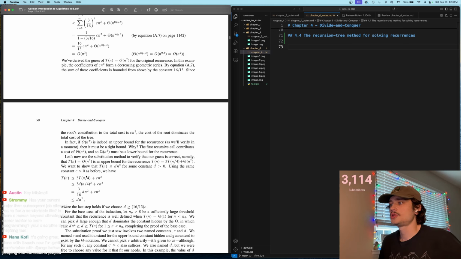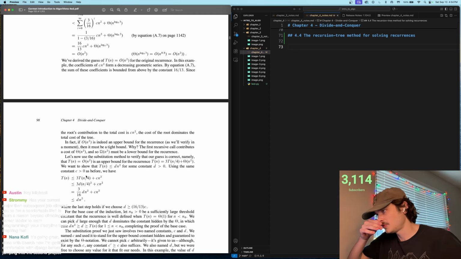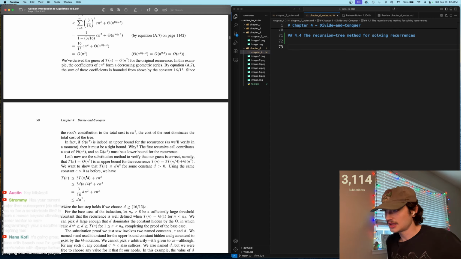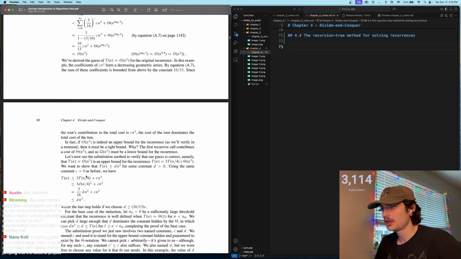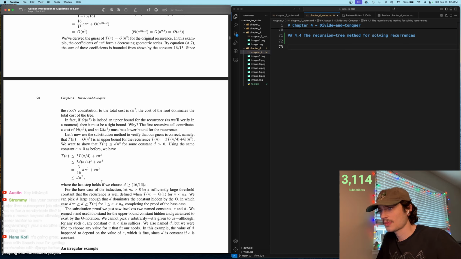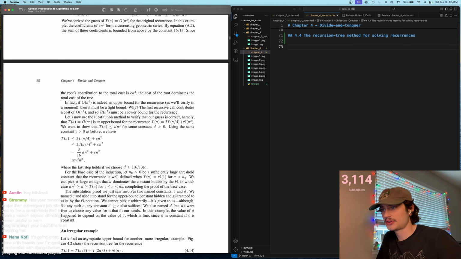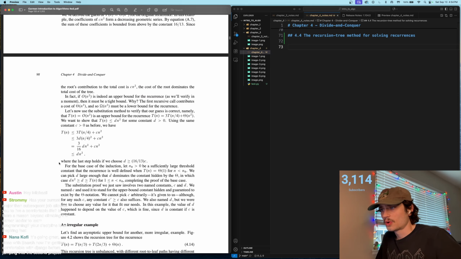Let's now use the substitution method to verify that our guess is correct, namely that T(n) equals O(n squared) is an upper bound for the recurrence T(n) equals 3T(n over 4) plus Theta of n squared. We want to show that T(n) is less than or equal to d times n squared for some constant d greater than 0. Using the same constant c greater than 0 as before, we have this, where we prove that T(n) is less than or equal to d times n squared, where the last step holds if we choose d greater than or equal to 16 over 13 times c.